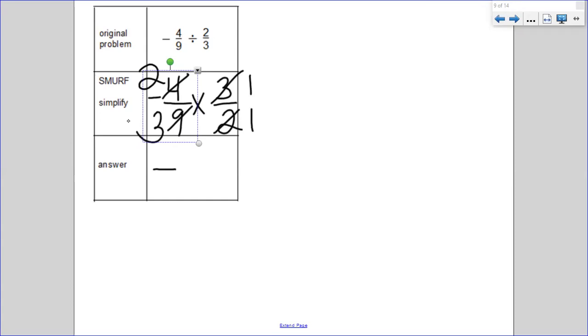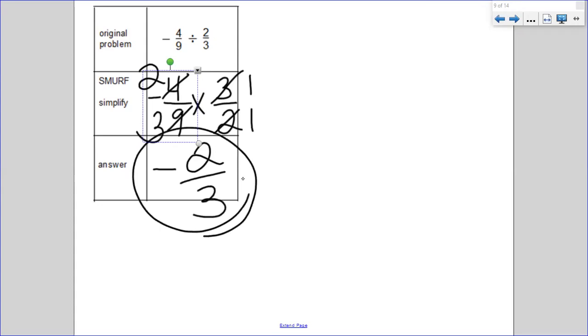So now all I have left to do is multiply the numerators and the denominators. So 2 times 1 is 2. 3 times 1 is 3. So negative 2/3. Hopefully you got that.